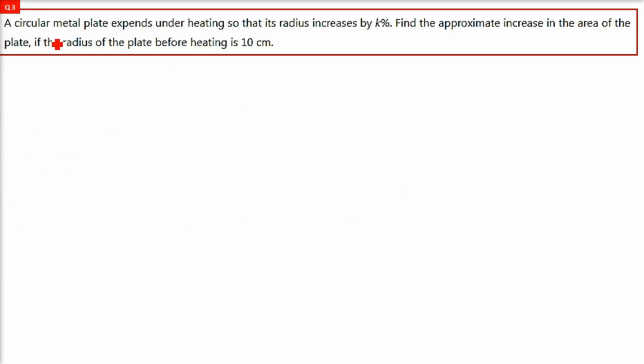A circular metal plate expands under heating so that its radius increases by k%. So this is a circular plate and its radius is increasing by k%. Find the approximate increase in the area of the plate if the radius of the plate before heating is 10 cm. So now you know the concept.